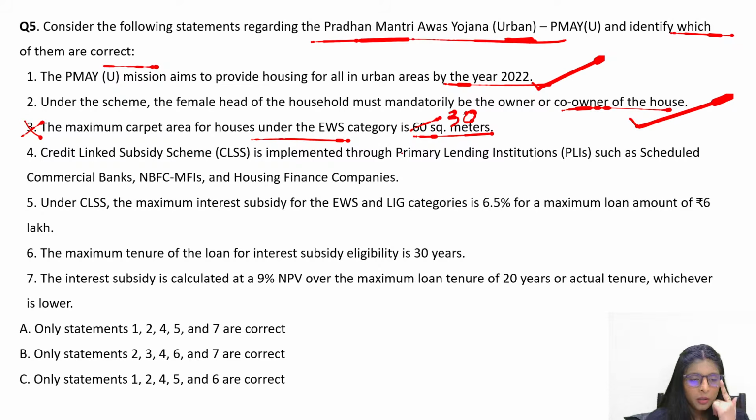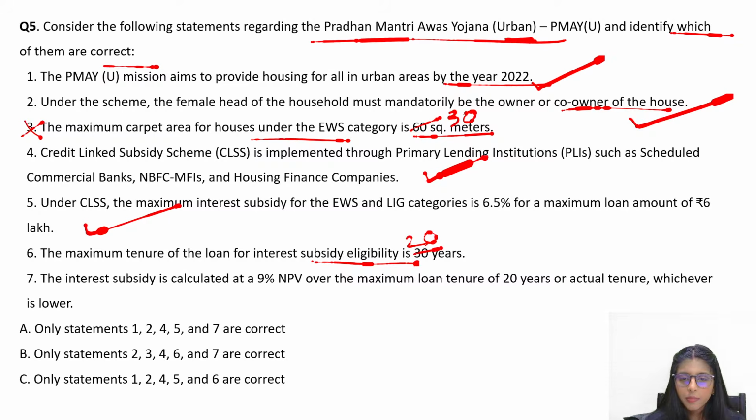So it's correct. Under CLSS, the maximum interest subsidy for EWS and LIG category is 6.5% of the maximum loan amount, that is 6 lakh. Yes, correct. The maximum tenure of loan for interest subsidy eligibility is 30 years. No, it's 20 years.